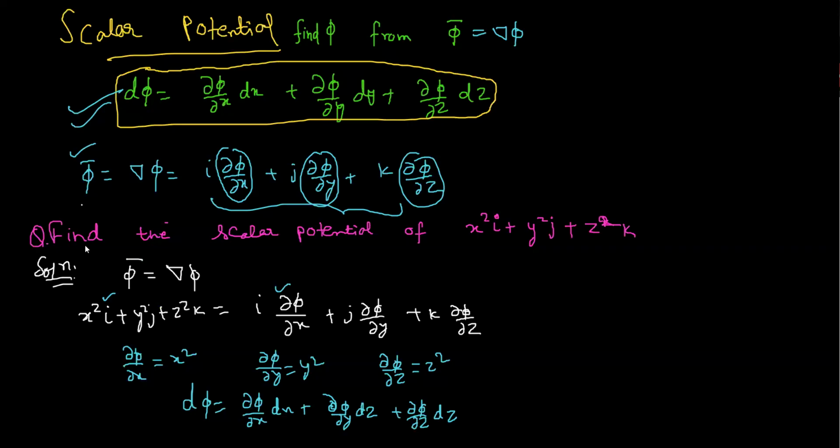Okay, now see, I'm writing here. Del phi by del x is x square dx, del phi by del y is y square dy, and del phi by del z is z square dz.